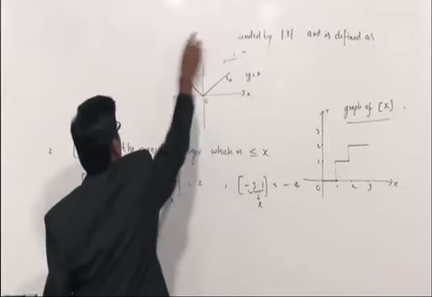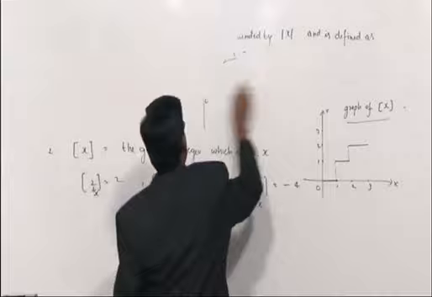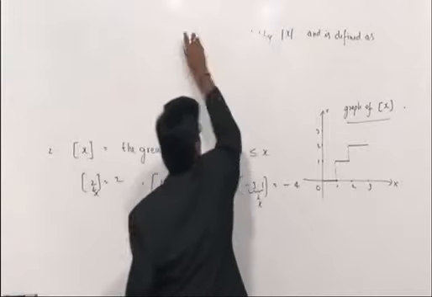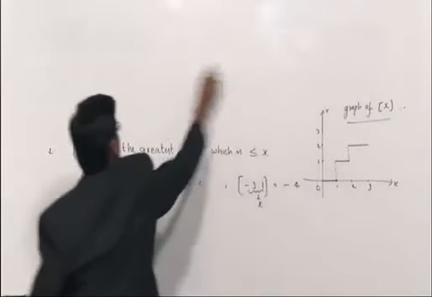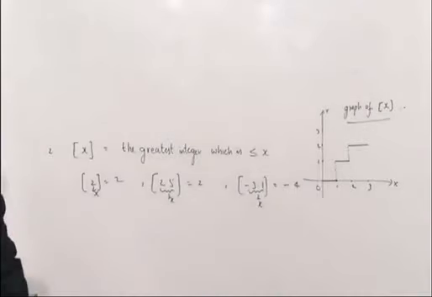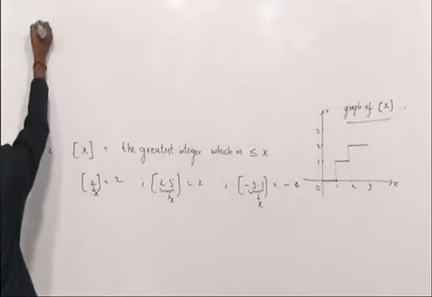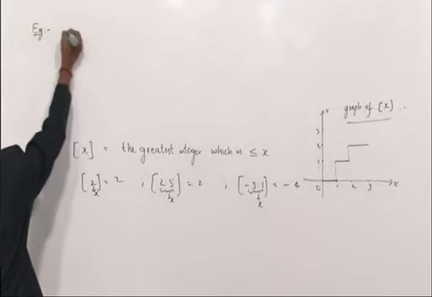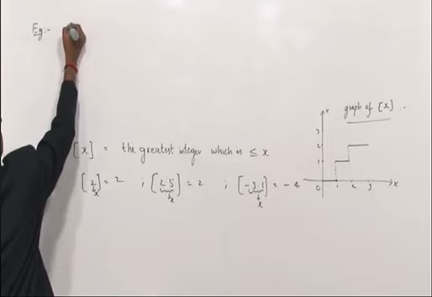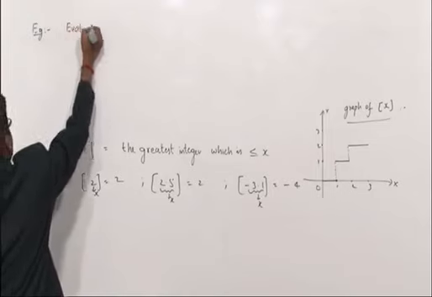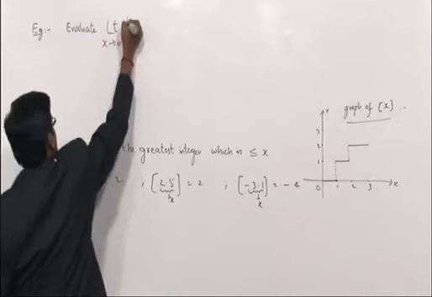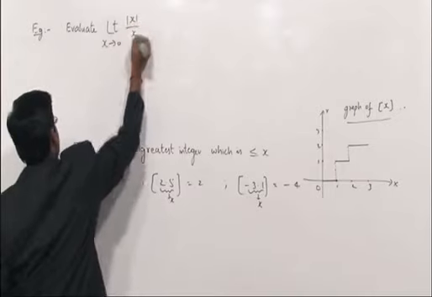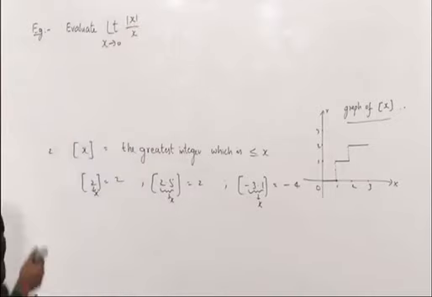Now I am showing one example of how to find left and right limits, and then we will check whether the limit exists or not. Example: evaluate limit x tends to 0 of mod x by x. Solution.